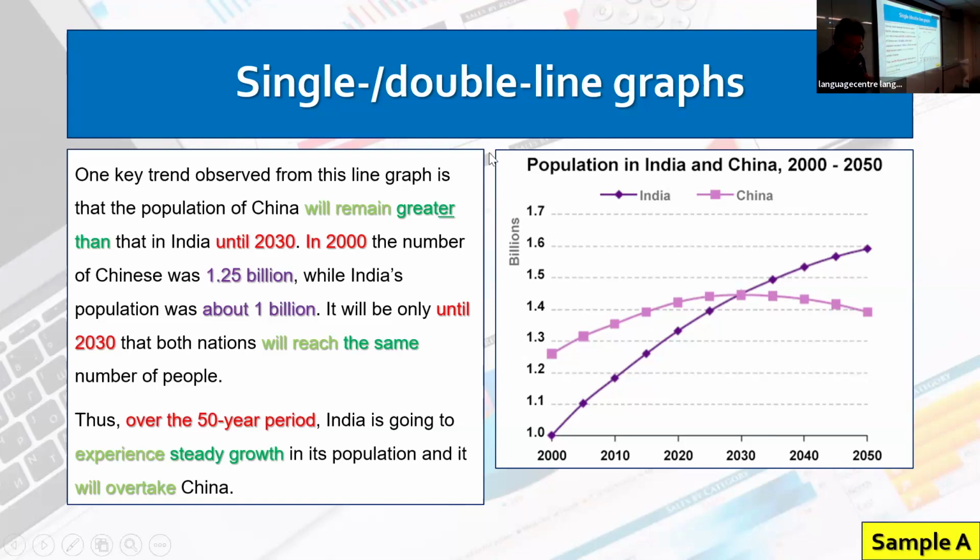Okay, and here I have a sample. I have a sample script taken from the official IELTS writing material. Let me show you the handout that we are going to use now.